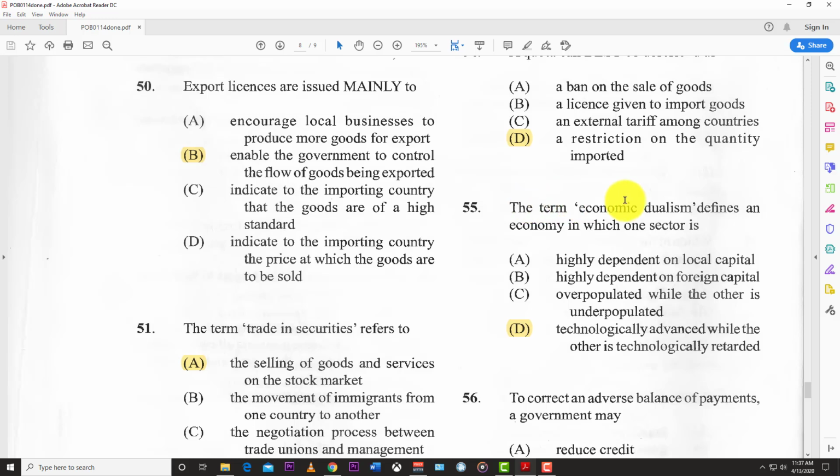55. The term economic dualism refers to an economy in which one sector is technologically advanced while the other is technologically backward, and we see that all the time in the Caribbean. You have people still using donkeys in farming while others are using tractors.